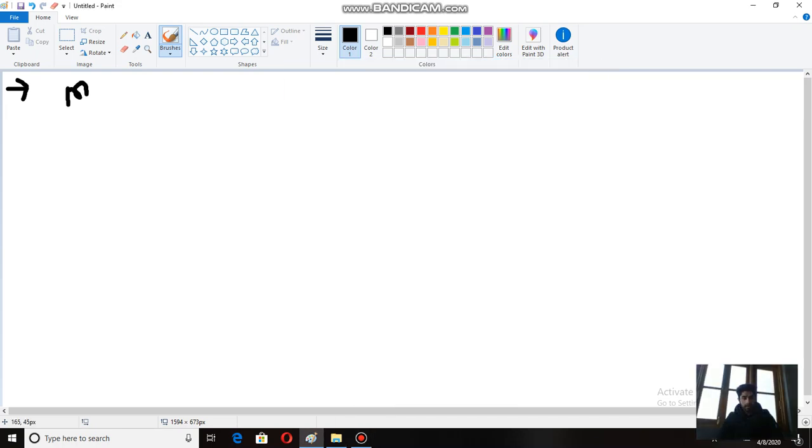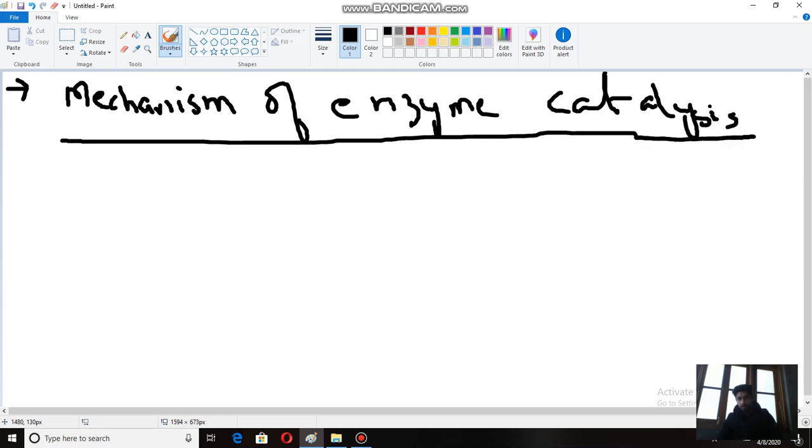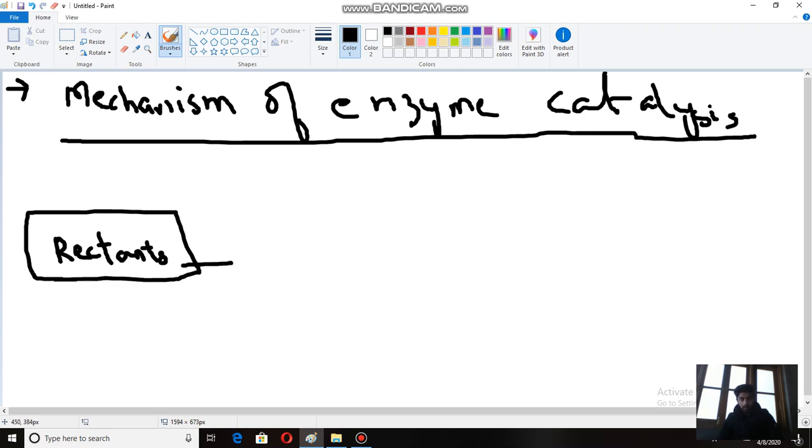Let's move forward and discuss the mechanism of enzyme catalysis now. Mechanism of enzyme catalysis. First of all, the reactants which are taking part in the reactions can be known as substrates, or one reactant is known as substrate.